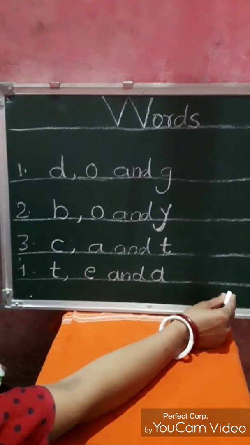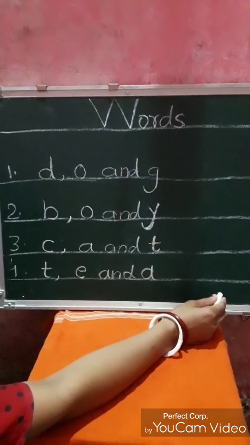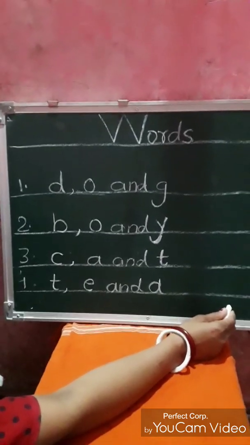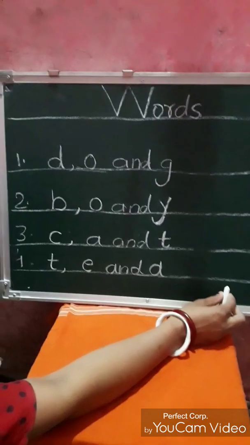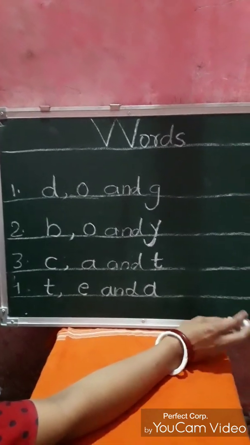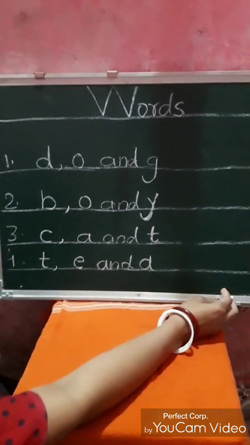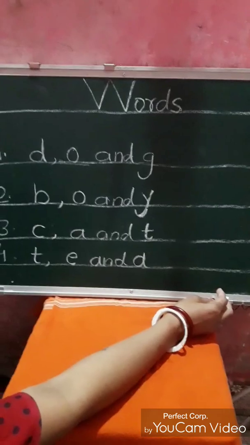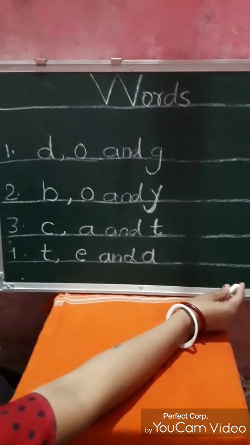When we speak or write, we use words instead of letters. We use letters to make words. We use a variety of letters to make a meaningful word. Actually letters do not have any meaning, that's why we use words while speaking or while writing.